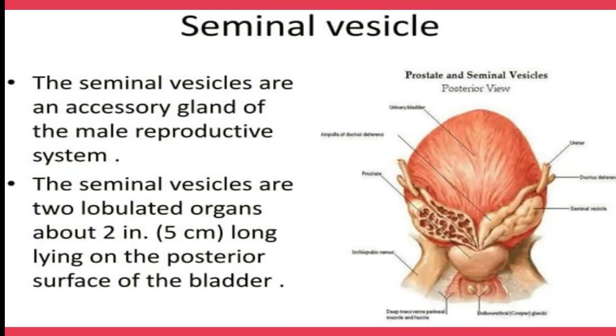Then the first such accessory gland is the seminal vesicle. The seminal vesicles are accessory glands of the male reproductive system. The seminal vesicles are two lobulated organs about 2 inches long, lying on the posterior surface of the bladder. Seminal vesicle fluid is thick, yellowish and alkaline, which neutralizes the natural acidity of the vagina. This fluid contains mucus, ascorbic acid, fructose, and a coagulating enzyme with prostaglandins. This is about the seminal vesicle.